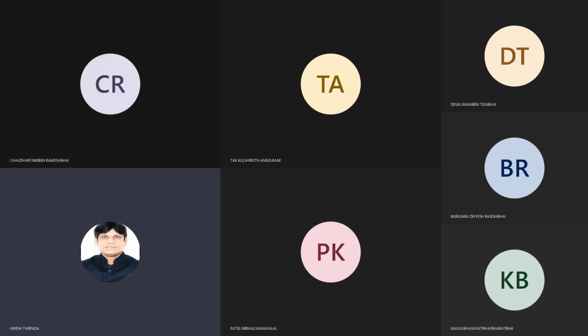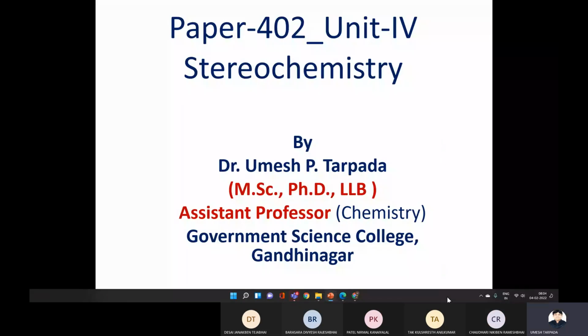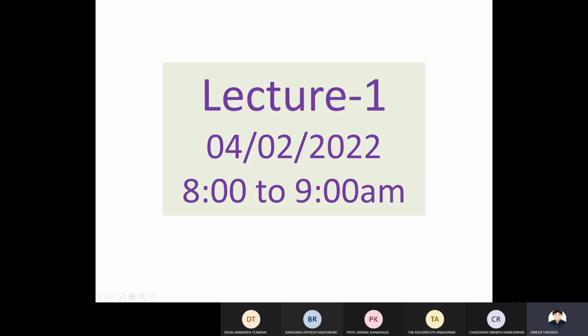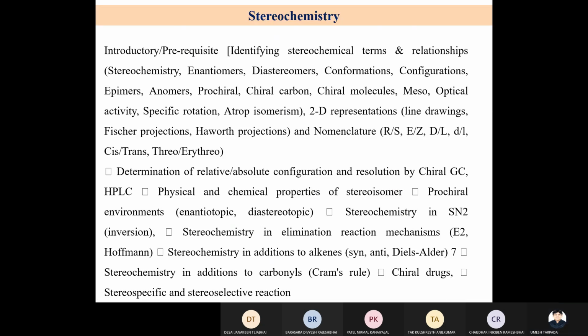That is called Stereochemistry in paper number 402, unit number 4. You know that in this paper, this syllabus is totally new and one batch has passed out during the period of lockdown, so on online mode, and right now you are also studying in the online mode. So this unit is very important, that is called stereochemistry.